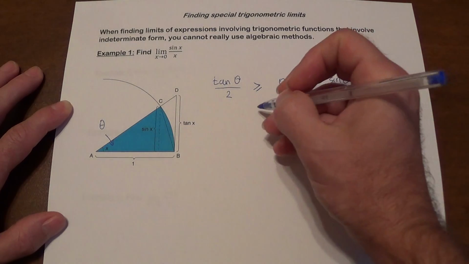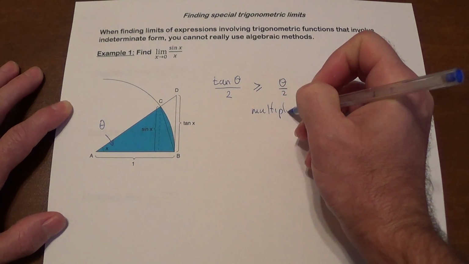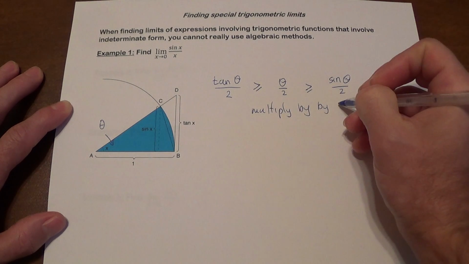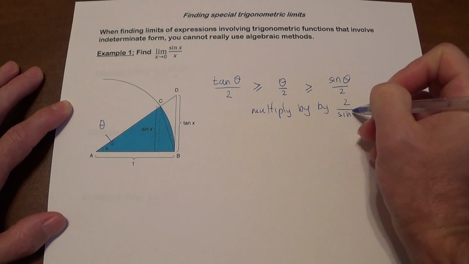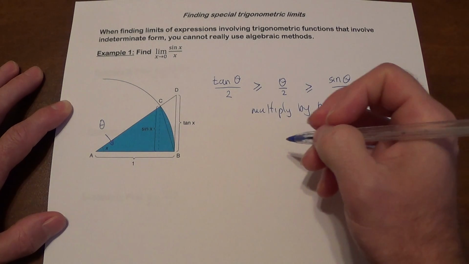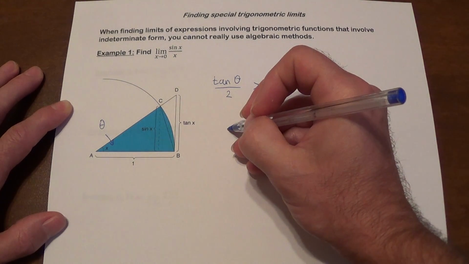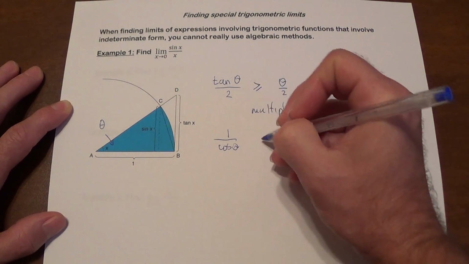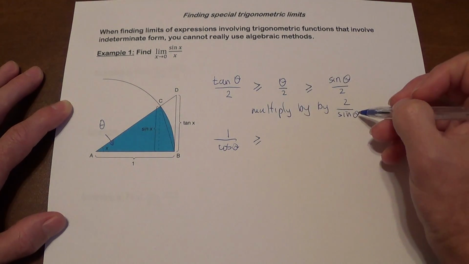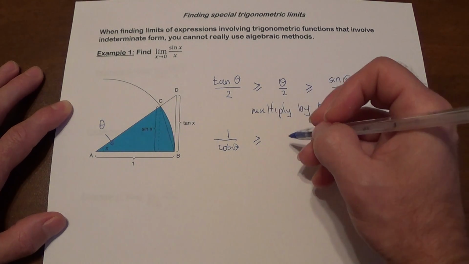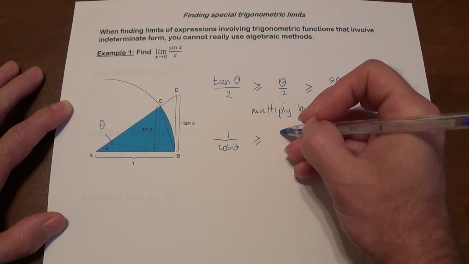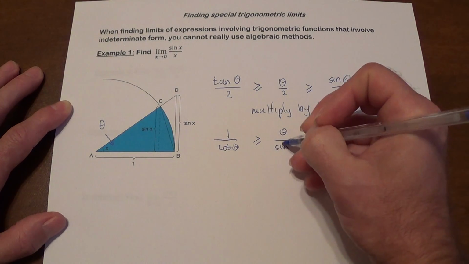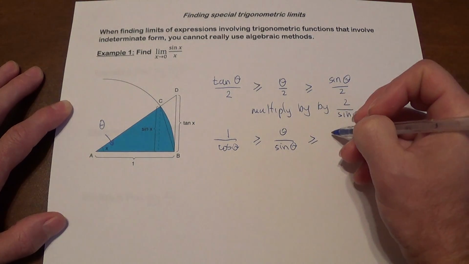If I multiply both sides by 2 divided by sine theta, here it's going to leave me with 1 over cosine theta. And since we know that sine theta, at least in quadrant 1, is positive, it's not going to be negative, so all the signs will stay the same. Over here we're going to get theta divided by sine theta, and here we're going to get 1.